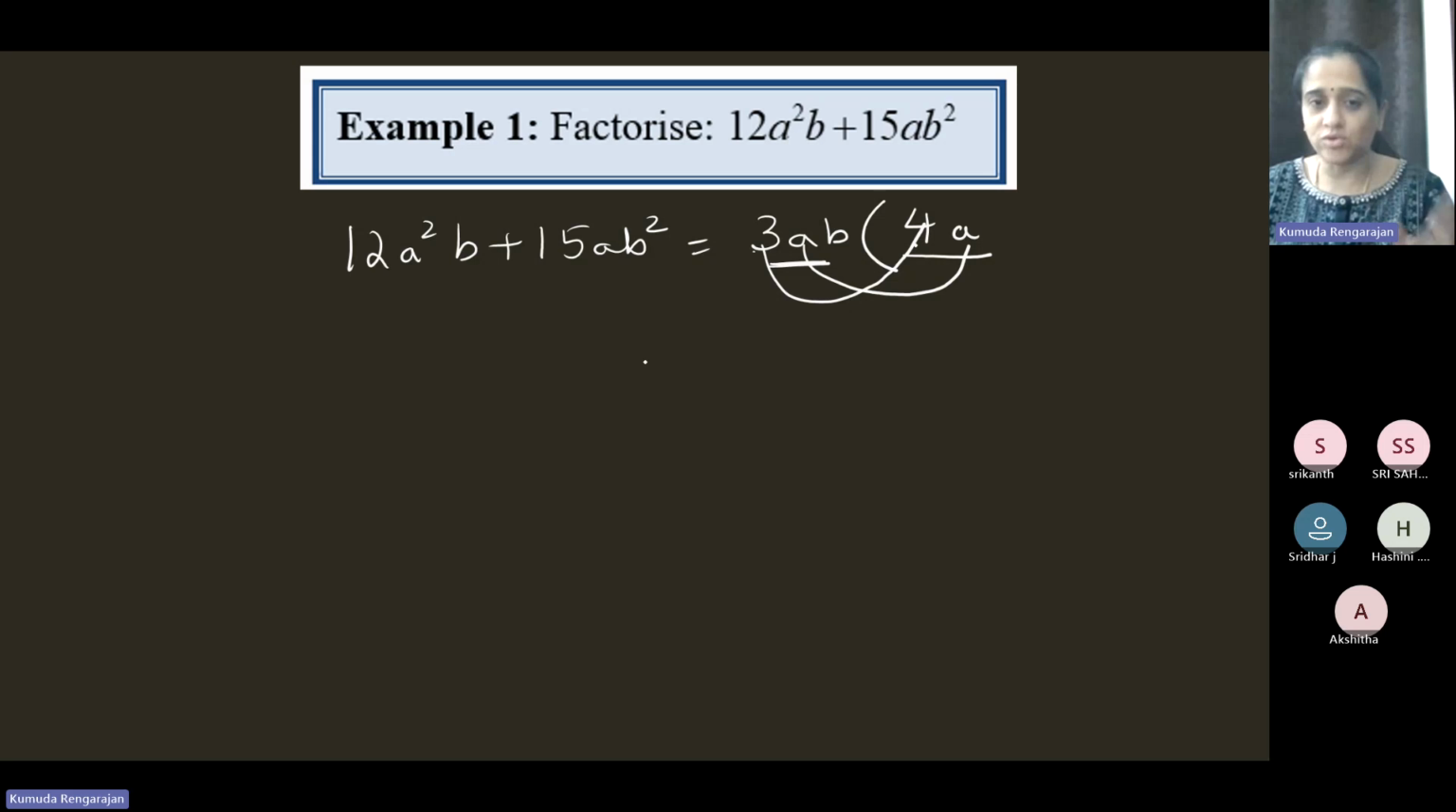Okay, so 3 into 4, 12. A into A squared, and B. B is already outside. Plus. There you see a plus sign, right? Plus.